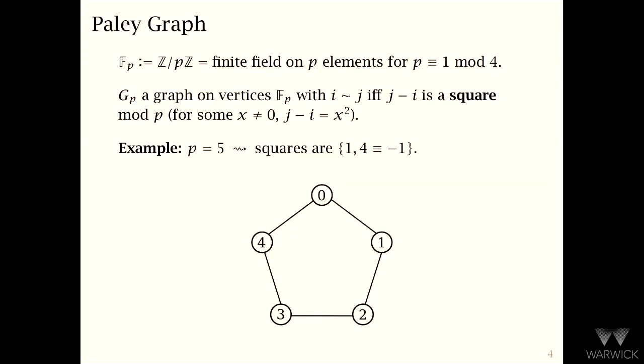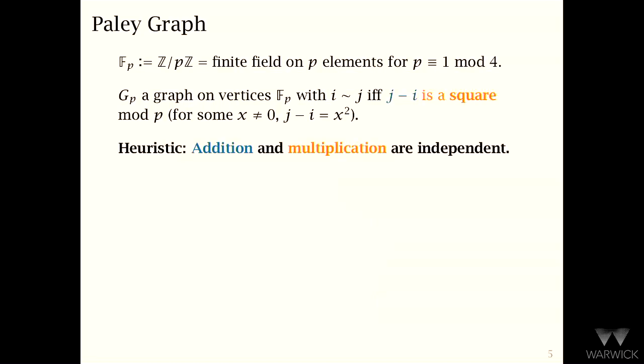So for example, you can try to square all the numbers mod 5. You'll find that the squares are 1 and 4. Right? 4 is the same as minus 1. So if you connect every pair of numbers whose difference is either 1 or minus 1, you just go in one direction or the other around the cycle. So the Paley graph of size 5 is the 5-cycle.